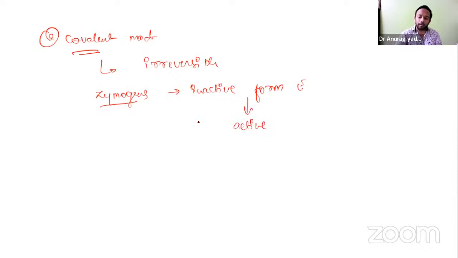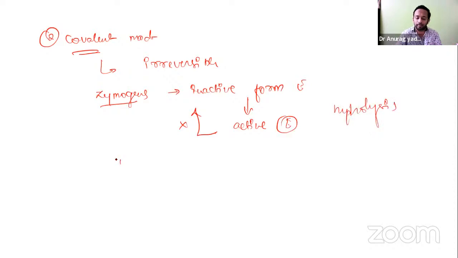Okay, you cannot convert the active into inactive and again reuse it. It will be completely removed from the structure. That is denaturation or breakdown of the protein itself. So this covalent modification is seen with proteolytic enzymes. By the hydrolysis, these are converted into active form.